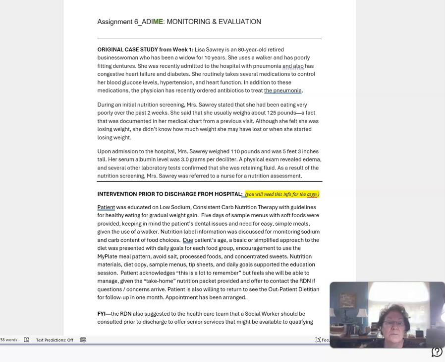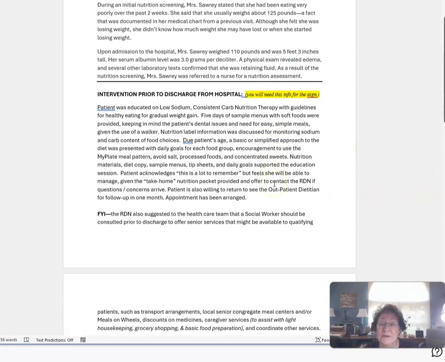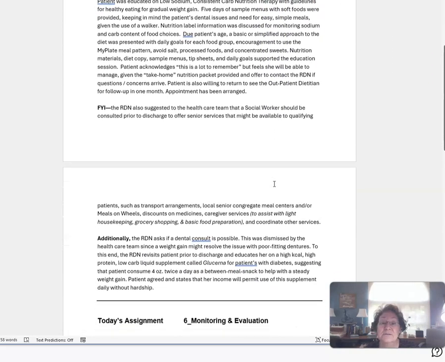It asks for monitoring and evaluation sections of the ADIME for Mrs. Lowry. I've included several things for you. First, the original case study from way back at the beginning of the semester. And then I've crafted a mock nutrition intervention prior to discharge. And then this week's assignment involves a few questions to you about monitoring and evaluation.